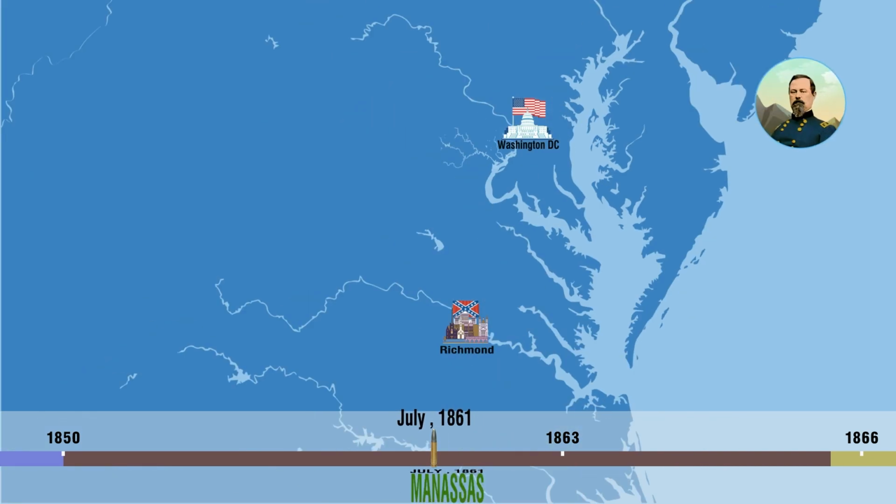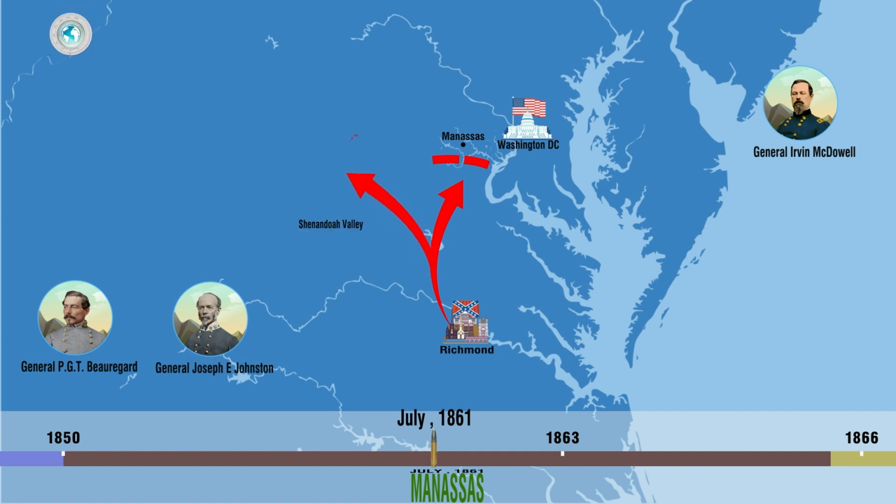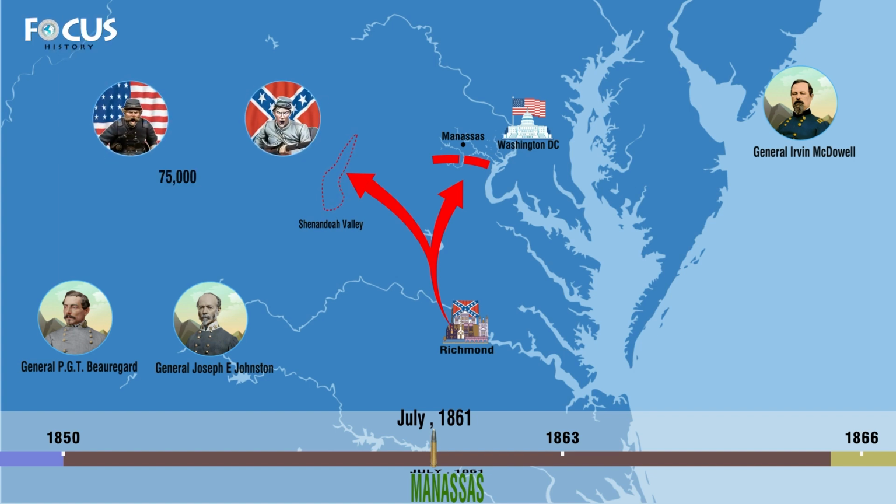General Irvin McDowell led the Union Army across Bull Run, advancing towards Richmond. For defense, the Confederacy employed two army wings. The first wing, commanded by General Beauregard, camped near Manassas Junction to block the main Northern force. The second wing, under General Joseph E. Johnston, positioned itself in the Shenandoah Valley, in the state of West Virginia. In total, both sides had approximately 70,000 troops engaged.